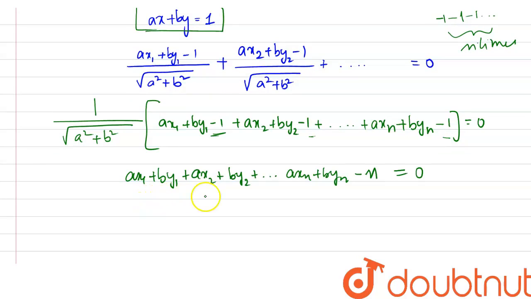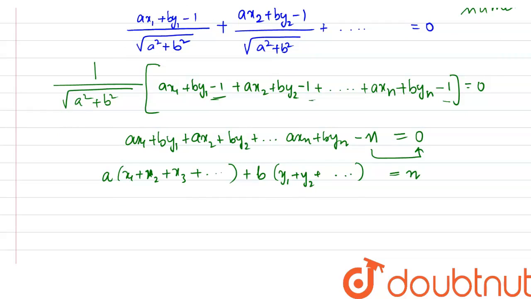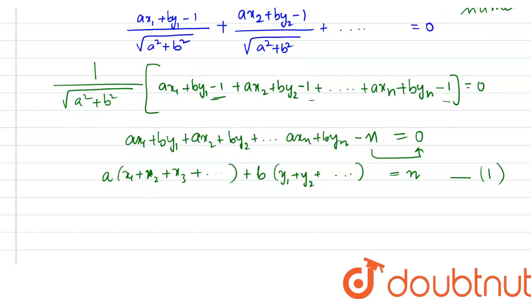Now can we take a and b common? If we take a common, we get x1 plus x2 plus x3 plus so on. If we take b common, we get y1 plus y2 plus so on. And let us bring n to the other side, so this is equal to n. Therefore, from this equation, let us suppose this to be our equation 1. What is our general form of equation here? We have ax plus by is equal to 1. This is our equation 2.